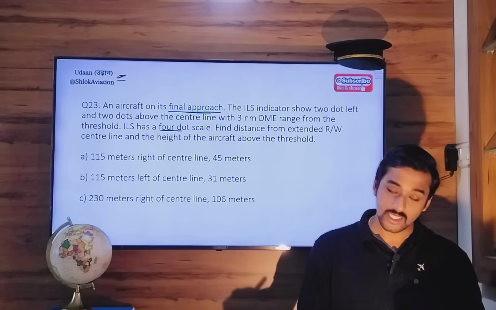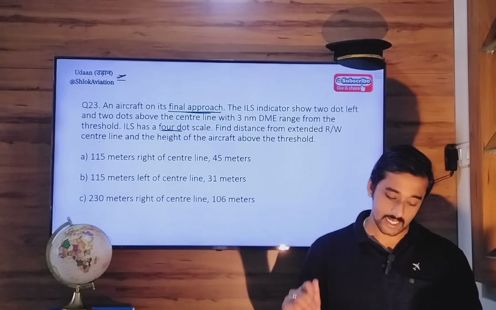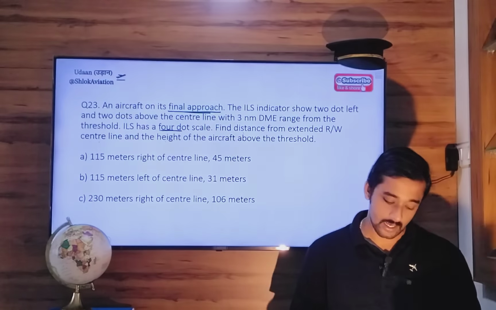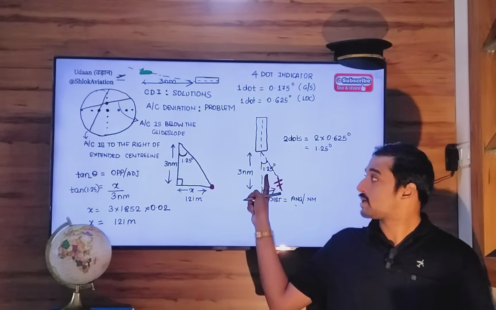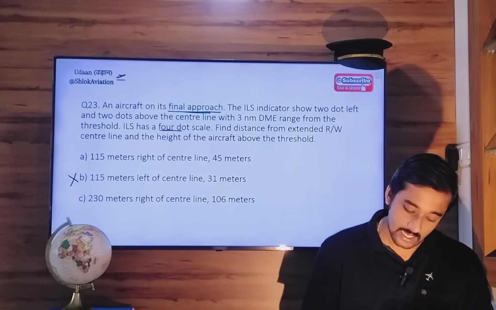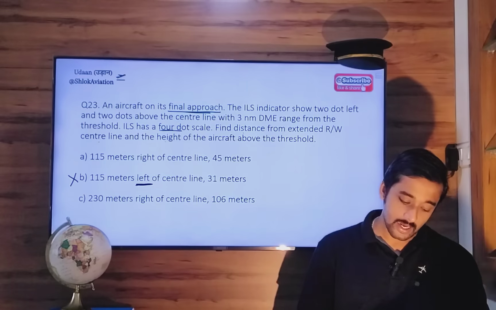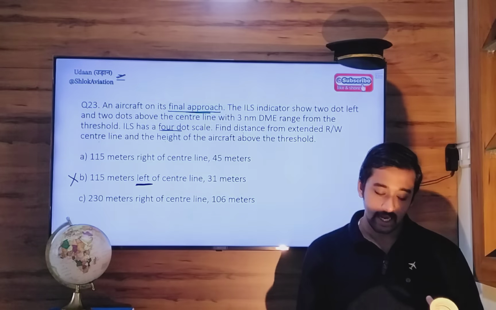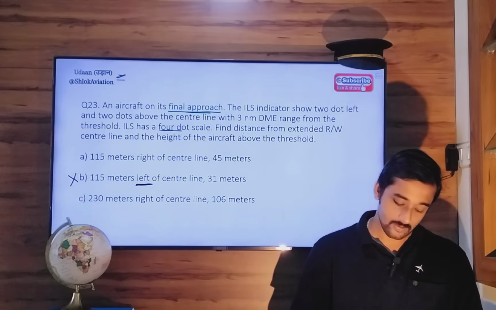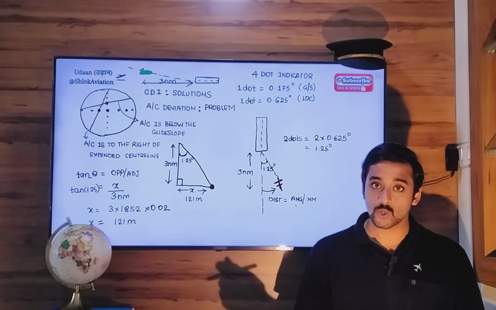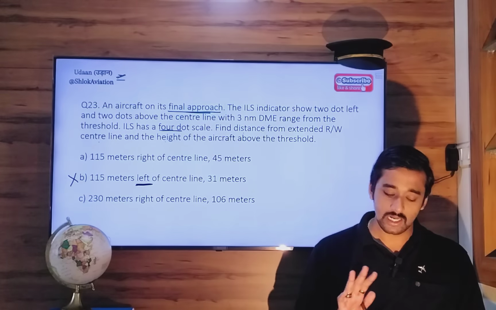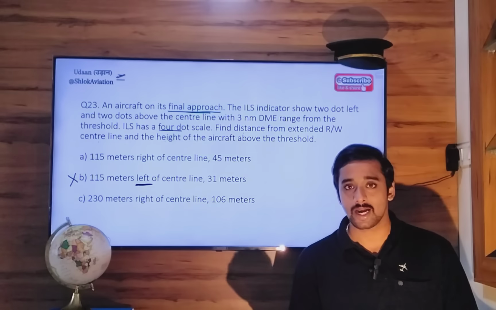So the options here are 115 meters right of center line, 115 meters left of center line, 230 meters right of center line. So we already know that aircraft is to the right of the center line. So we will eliminate option number Bravo because it says that aircraft is to the left. So we are remained with options A and C. One is 115 meters right and another is 230 meters right. The answer that I have got is 121 meter to the right hand side. Now 121 meter is pretty close to option A, 115 meters to the right hand side.